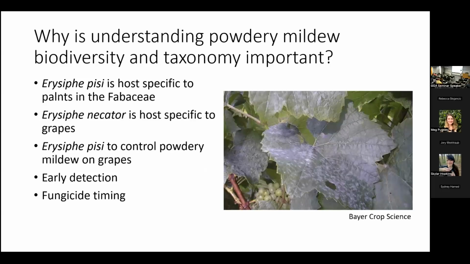Same with fungicide timing. There are some organisms that are resistant to fungicide. Some powdery mildews come out at different times. So it's really important to understand all these different species. Also, how it's spreading across the world. And this is something that I like to do with my research.